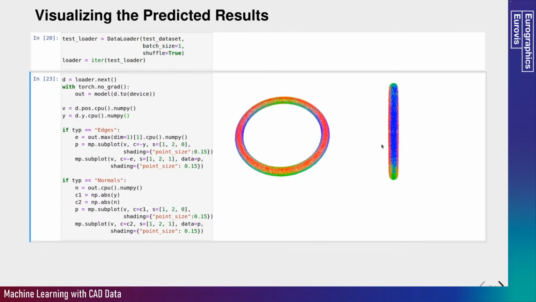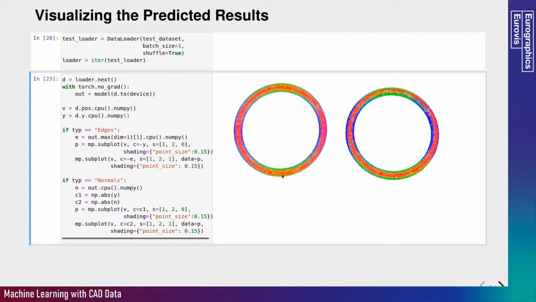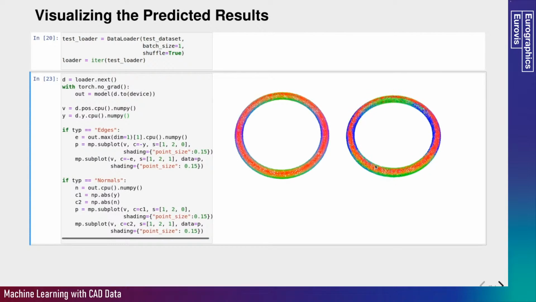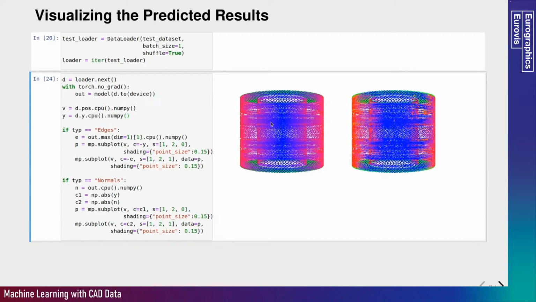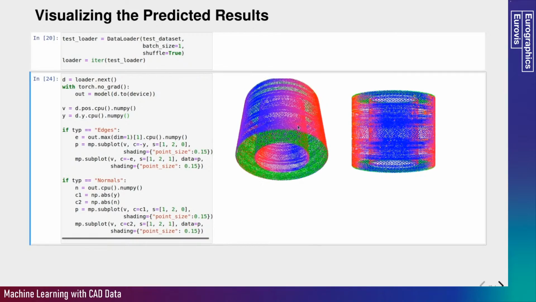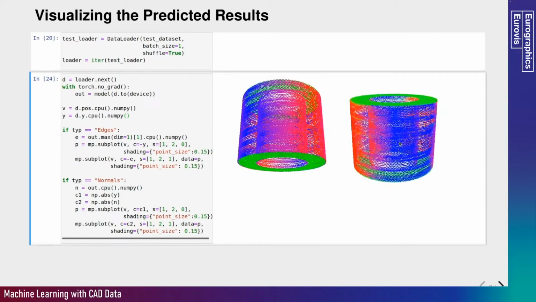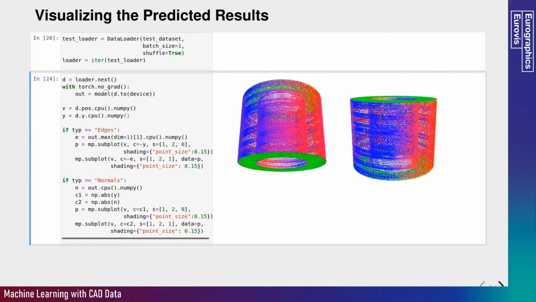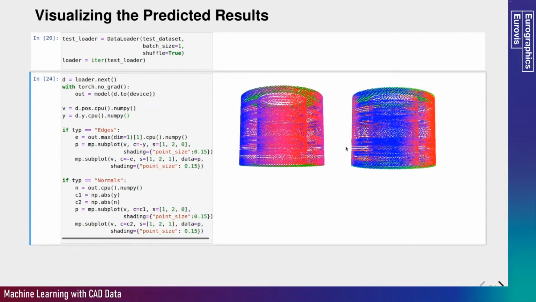So here we see the circular shape, and again it seems to work fairly well with some outliers. So here's another model that we loaded and ran through our estimator model, and we see that this model also works much better. Again, the estimation is much more precise.